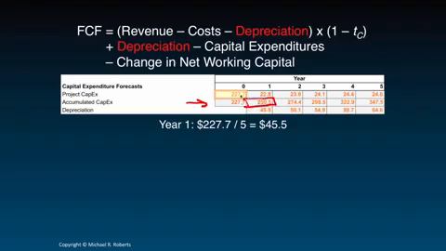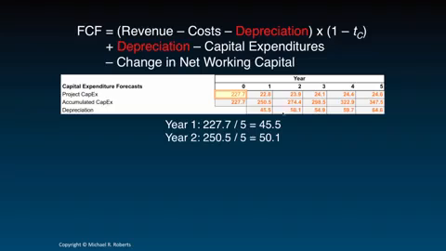So this 250.5 is the 227 plus the 22.8. The 274.4 is the 250.5 plus the 23.9, and on and on. The reason I'm doing that is to avoid keeping track of different vintages of capital stock, since they all face the same depreciation schedule, at least by assumption. And to compute the depreciation, I can simply divide last year's accumulated capital expenditures by 5. So the 45.5 in year 1 comes from 227 divided by 5.